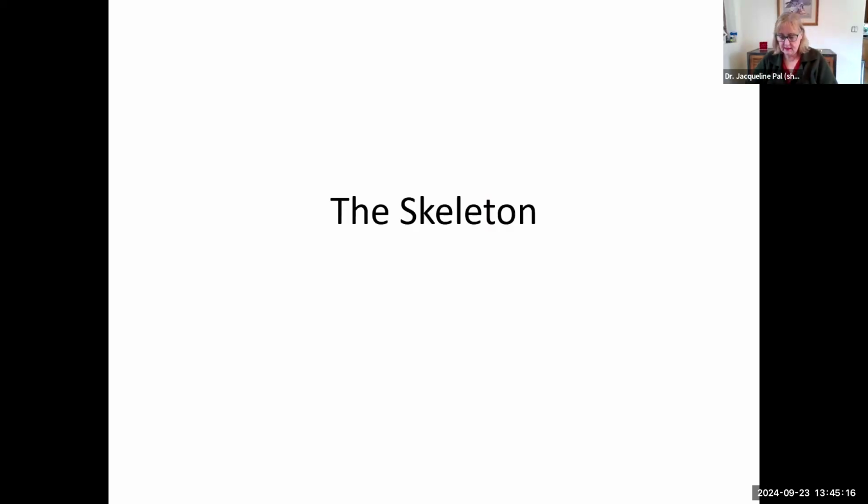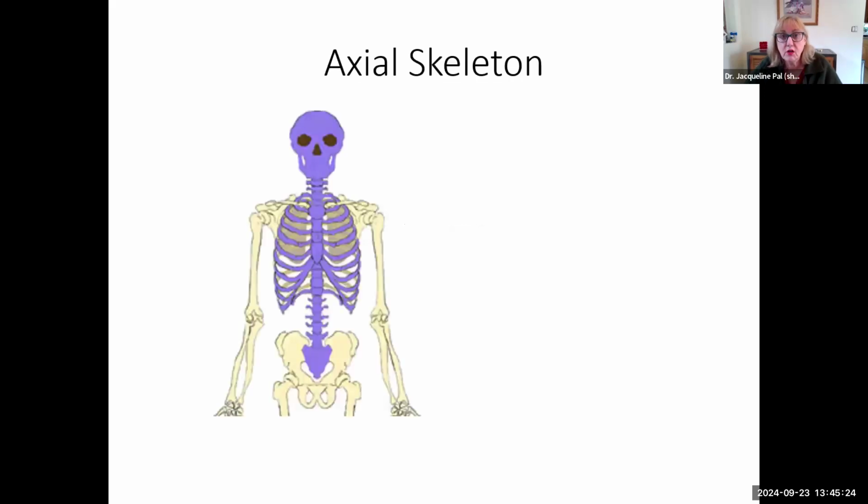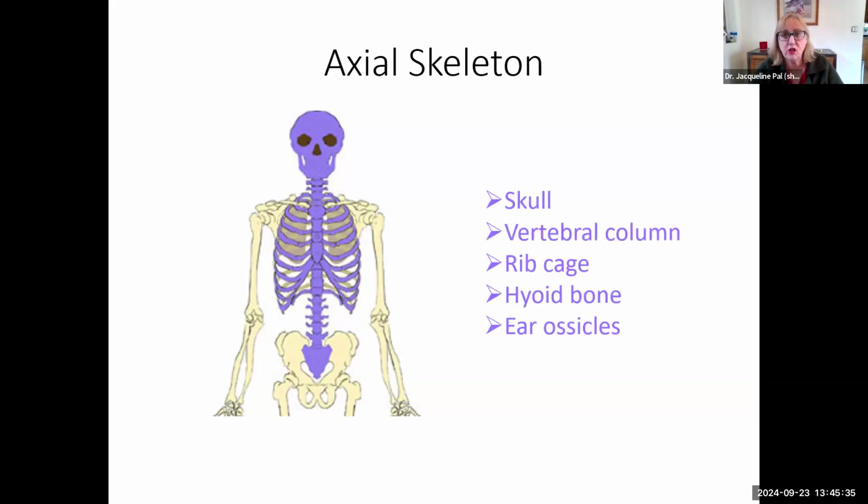Welcome back to this last lecture about bones, where we're going to talk about how they're arranged in the skeleton, as well as naming specific bones that you need to learn. So when we talk about the skeleton, we divide it into two parts. The first part is the axial skeleton, which is this part right down here in the center.